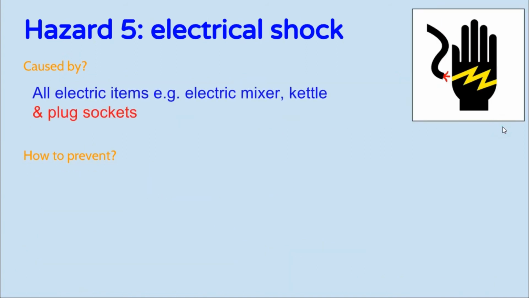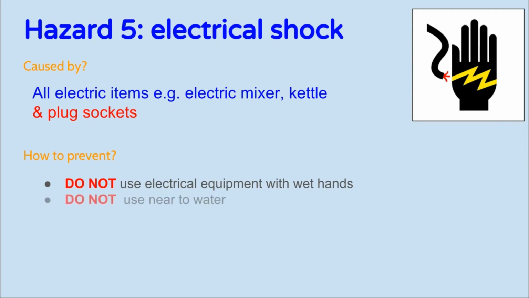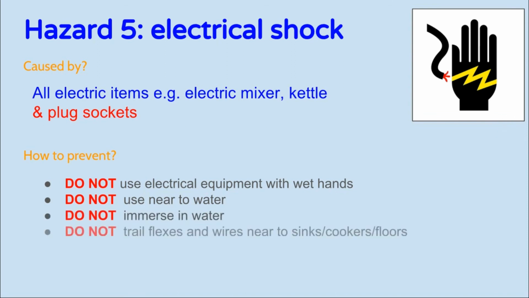Electrical shock could be caused by any electrical item in the kitchen, so that means electric mixers, kettles, the plug sockets themselves or anything else. Prevent electric shock by not using electrical equipment with wet hands. Do not use the electrical equipment near to water. Do not immerse the electrical equipment in water. Do not trail flexes and wires near to sinks, cookers or floors.